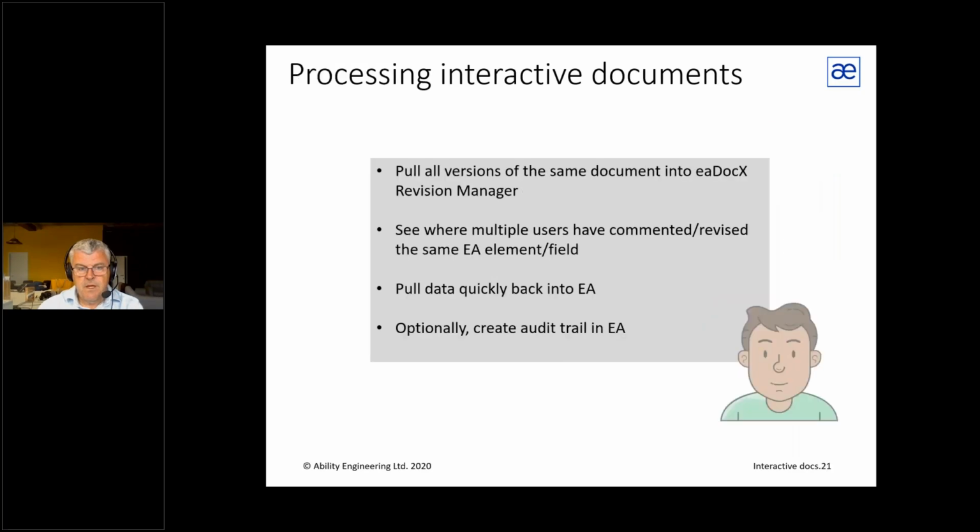So that's what we just saw. I create the document with EA Docs, I send it out into the world. People put their revisions and their comments on it. They all come back into Revision Manager. Revision Manager shows me all the changes from all the different people in all the different versions, and there's no upper limit to that. And I can push the data quickly into EA and with an audit trail if I want, and then concentrate on the harder parts.